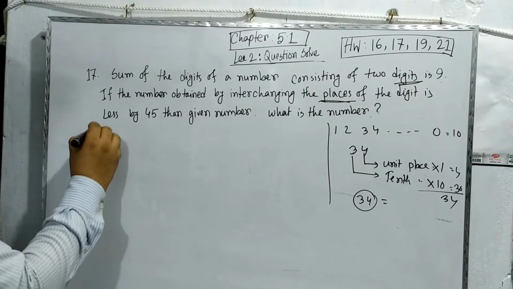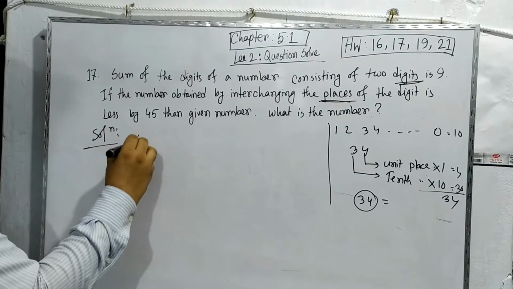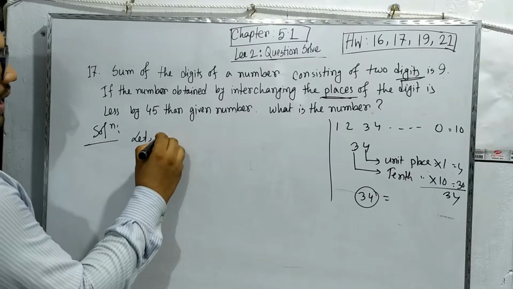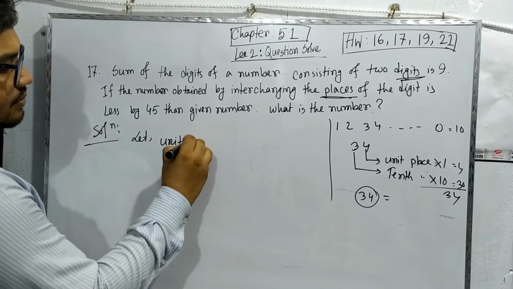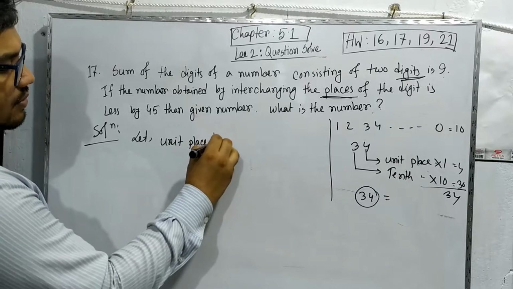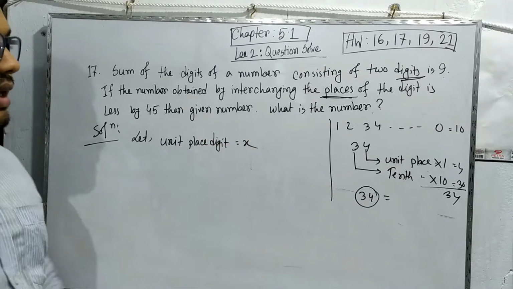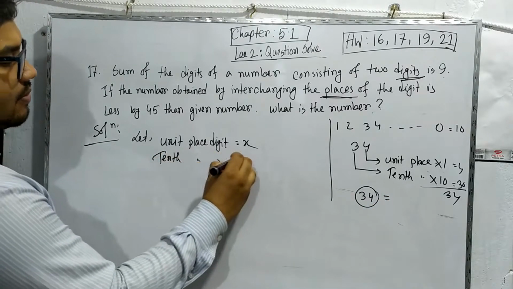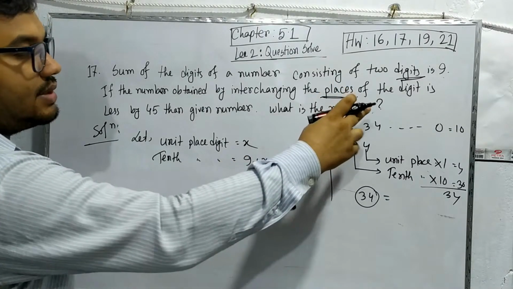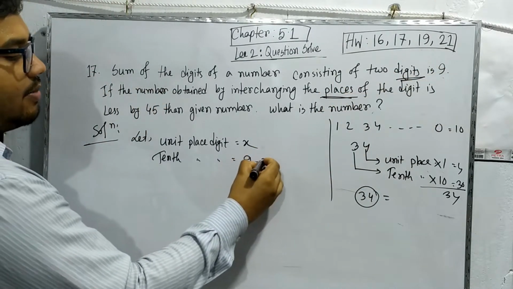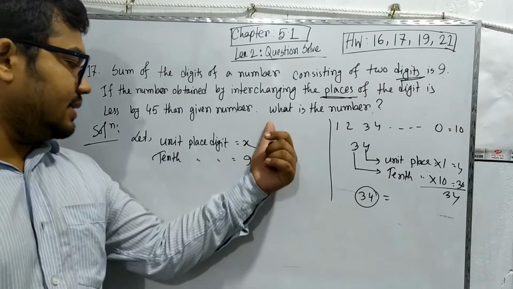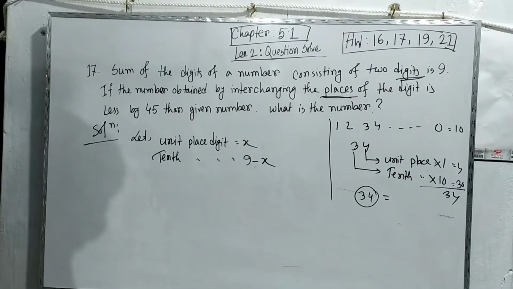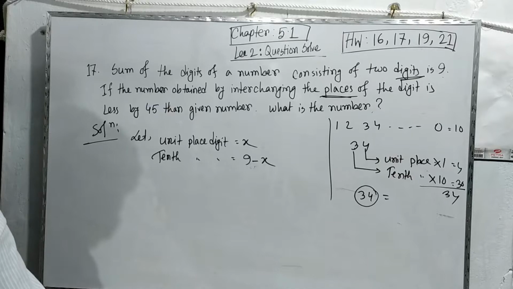That means let us assume that our unit place or unit digit is x, and the 10th place digit is, since the sum is 9, 9 minus x. Okay, 9 minus x. This is the unit place and the 10th place. We can understand it very, very easily.